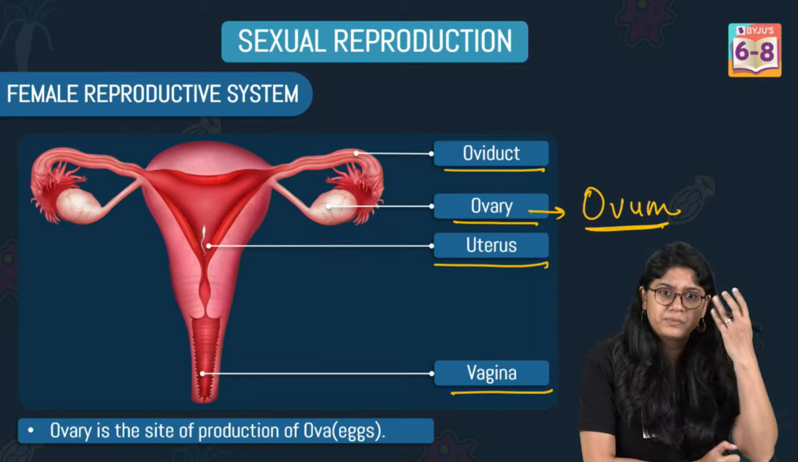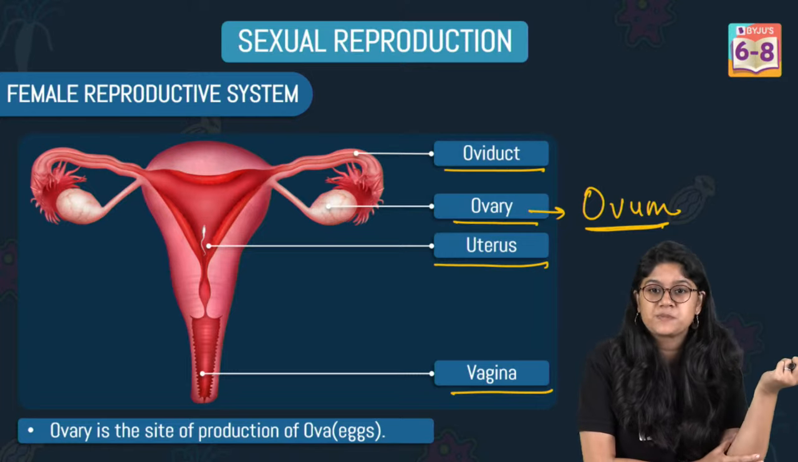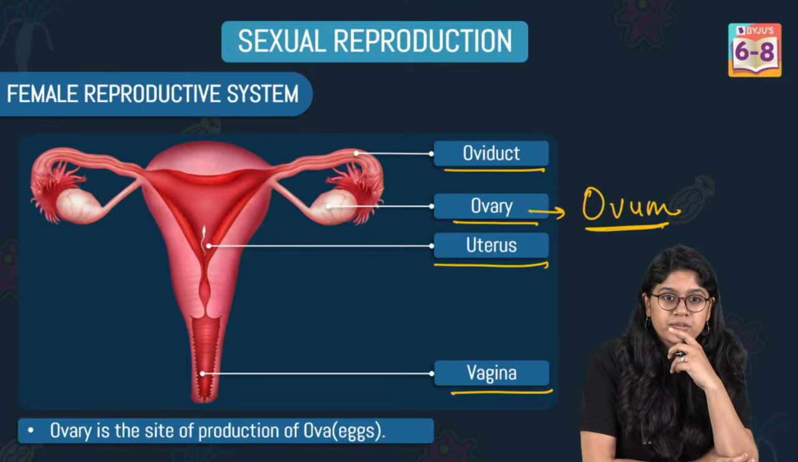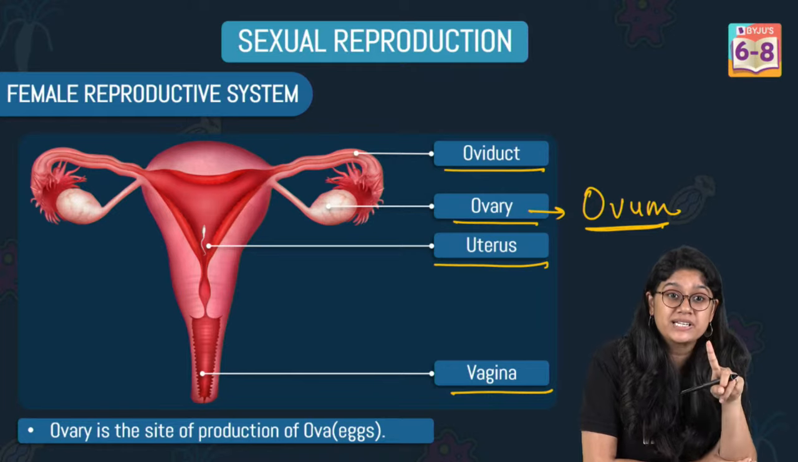Produced in testicles, there are two, right? Testicles basically. That's why we say like that. Yes, I will be discussing that.